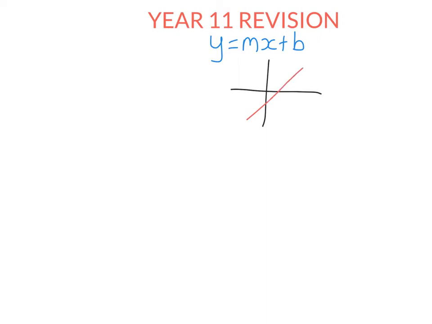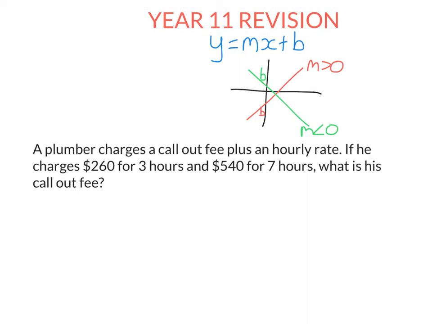It would look like this, leaning to the right if the gradient is positive, and it would look like this, leaning to the left if the gradient is negative, because this number in front of x is the gradient, and this other number by itself is the y-intercept. So this would be the y-intercept. So let's look at applying this to a real-world situation. A plumber charges a call-out fee plus an hourly rate. He charges $260 for 3 hours, $540 for 7 hours, and we are going to calculate his call-out fee.